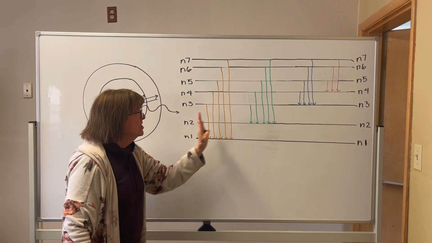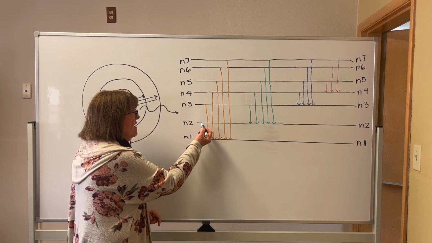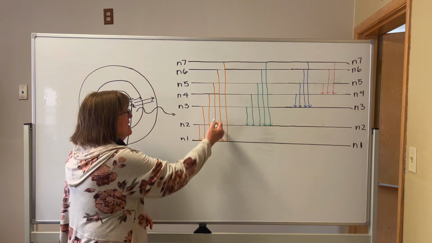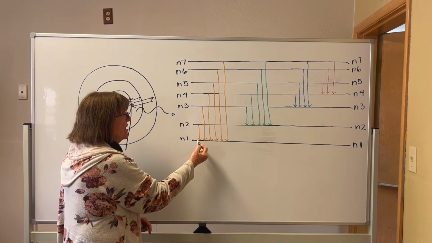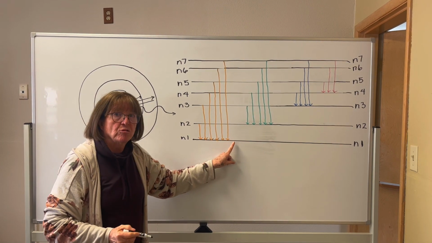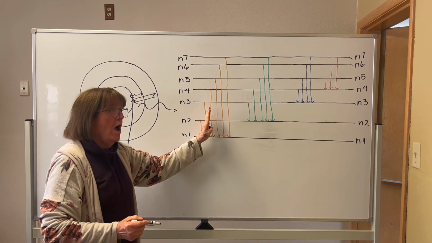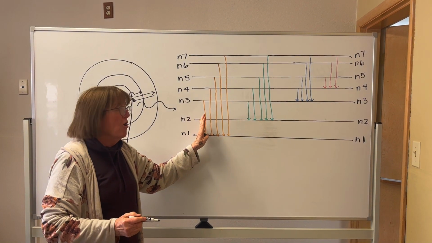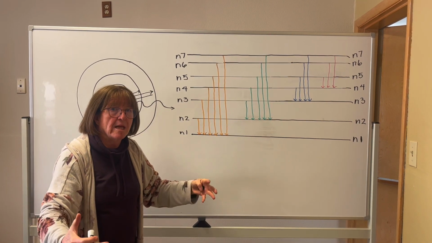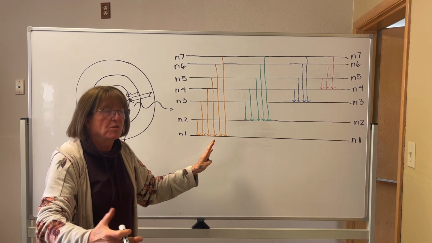So when he was doing this, he tested and he found that if it fell back to level N1, from any of these, you got these 6 spectral lines. But these are so high in energy that they are in the ultraviolet range. So we don't actually visually see them. If you had a spectroscope, you're not going to see these because they're not visible to us.